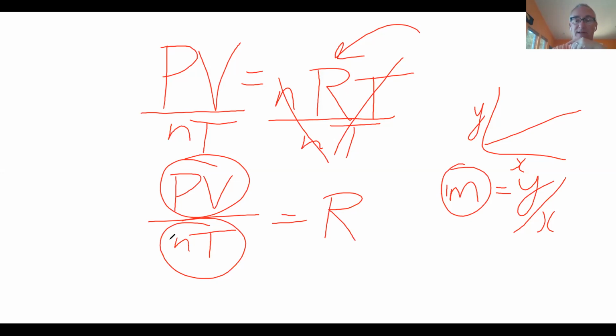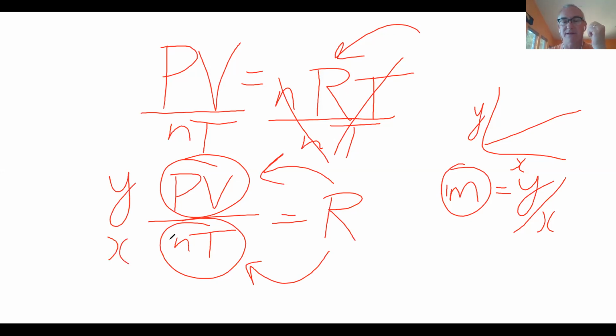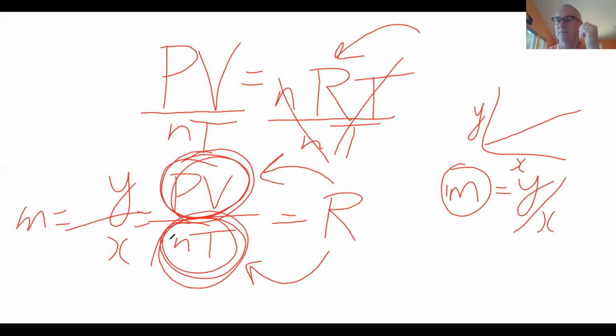Since R is equal to PV divided by NT, if I can plot PV versus NT, the slope of my line will be what? R. So M is equal to Y divided by X, which is also equal to R, which is also equal to PV divided by NT. So that is what you're going to plot.